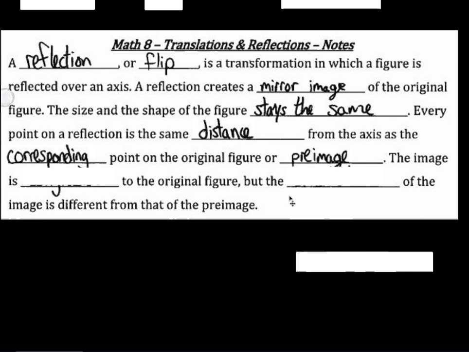Or you could also call that the pre-image. Again, you want to say that the corresponding point, A goes to A prime, B goes to B prime, and so on and so forth. The image is congruent, meaning the same. Again, you use the symbol equal to with a little squiggly above it, to the original figure. But the orientation of the image is different from that of the pre-image. So when you're thinking of which way it is facing, that is what is called the orientation.